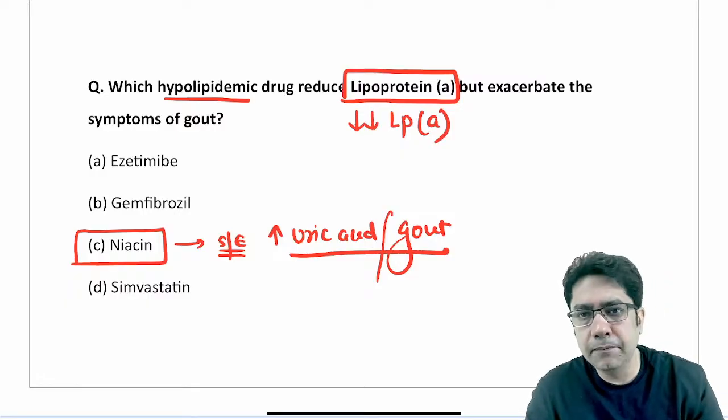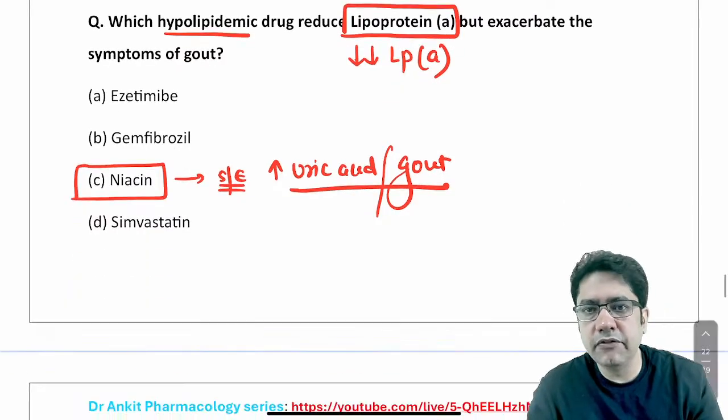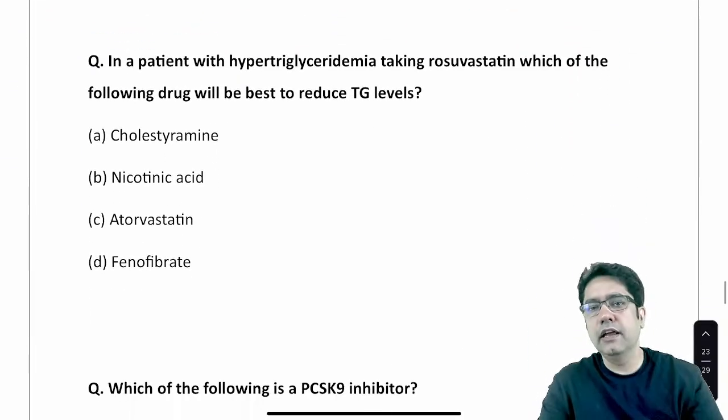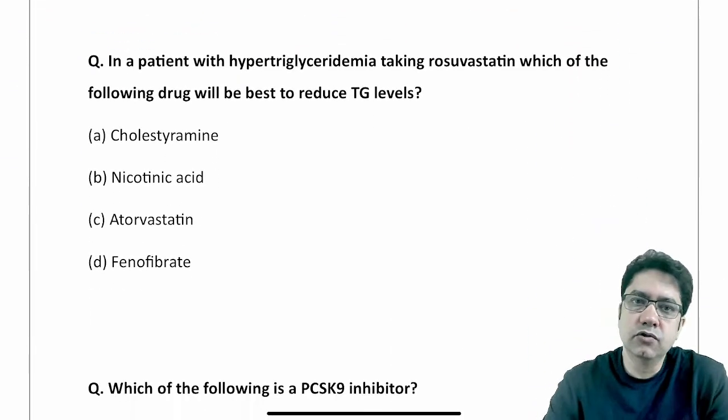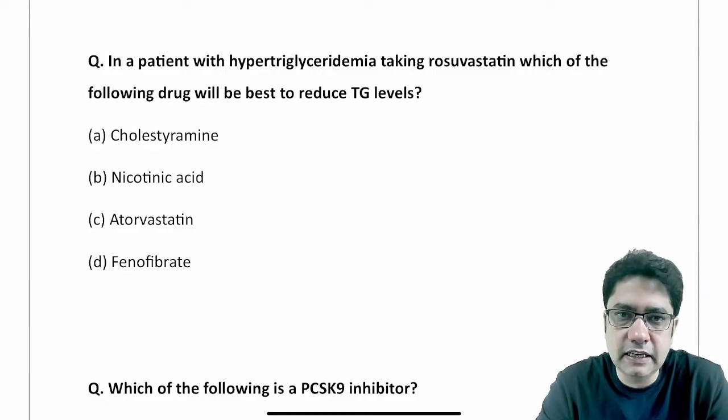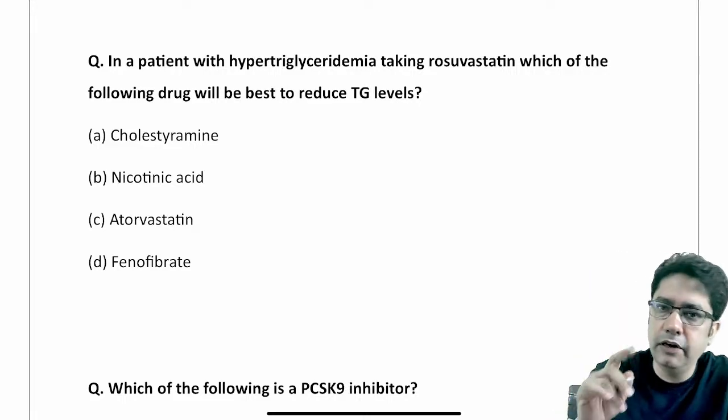This is a question which has been asked. Okay. Lipoprotein A is a defective form of LDL, which is a marker of atherosclerosis. So we have to reduce lipoprotein A levels. In a patient of hypertriglyceridemia, taking rosuvastatin, which of the following drug will be best to reduce?